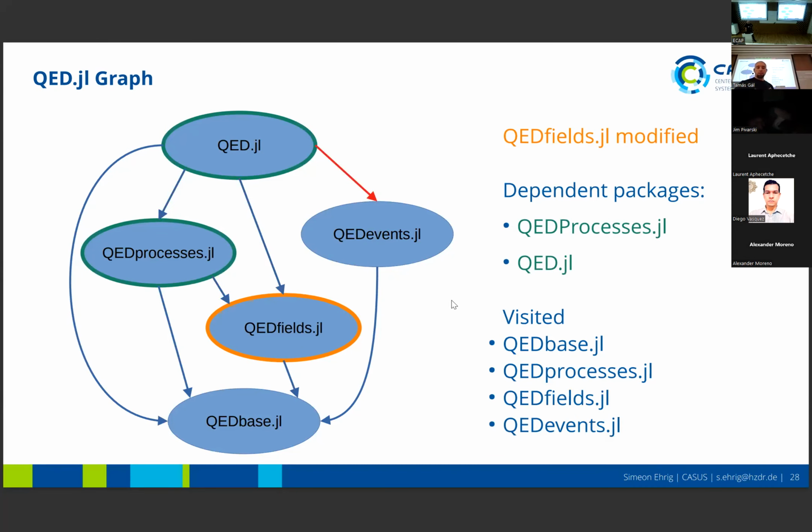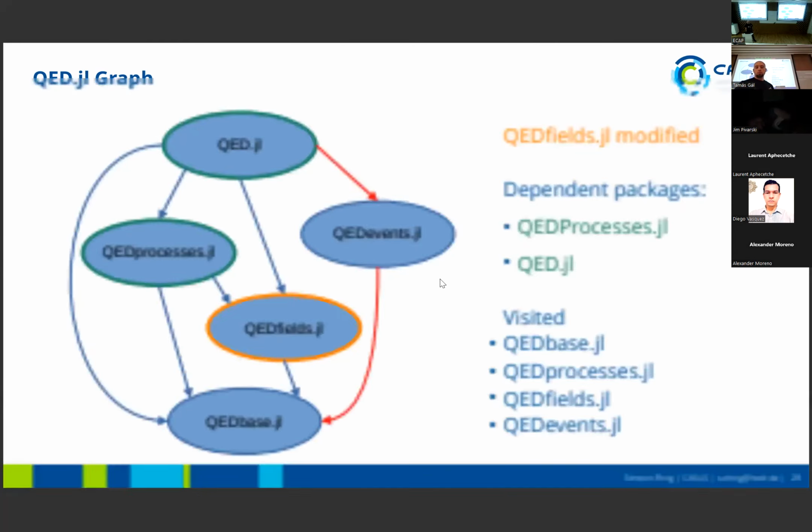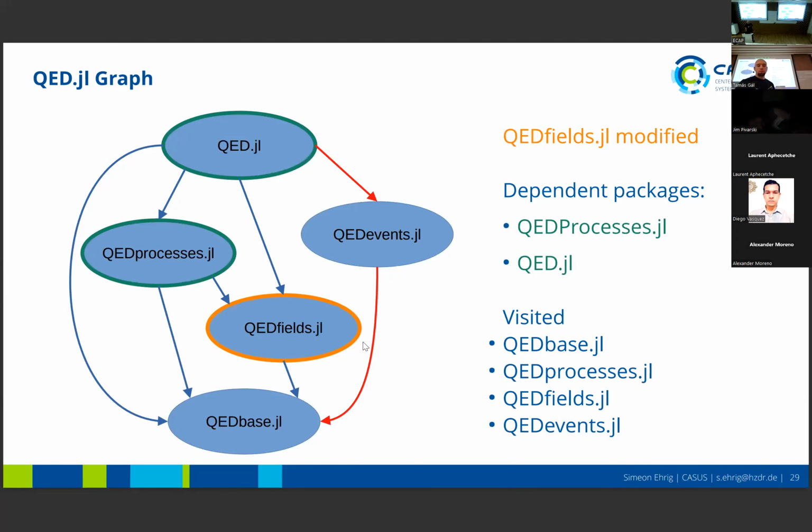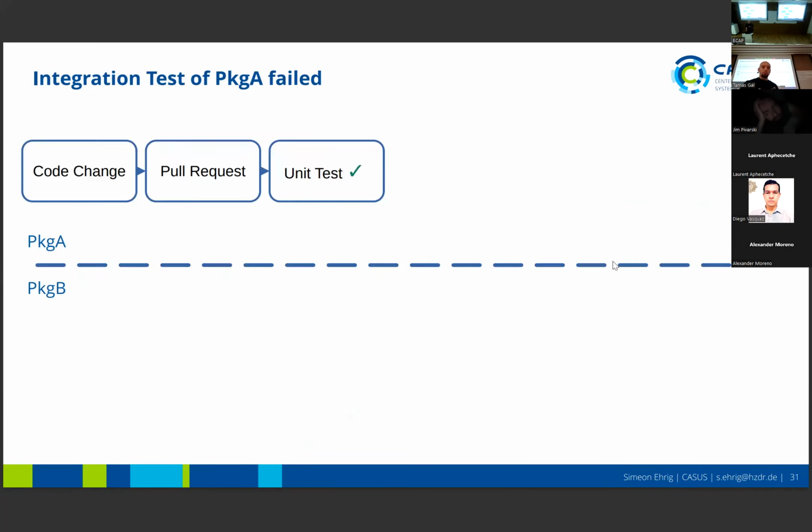And then for the end, we also need to check events, and it's the same stuff, it points to base. And this is the algorithm for how we determine which packages we need to test. So you can see now we have to create 2 CI jobs, for processes and for the meta package QED.jl.